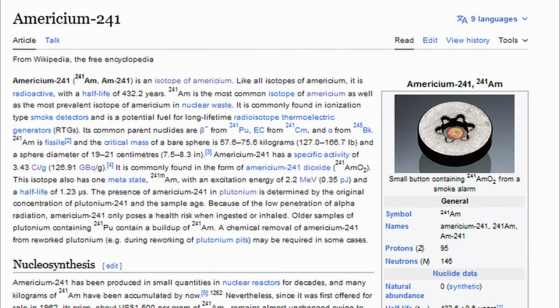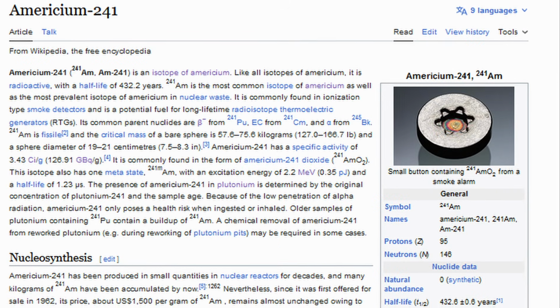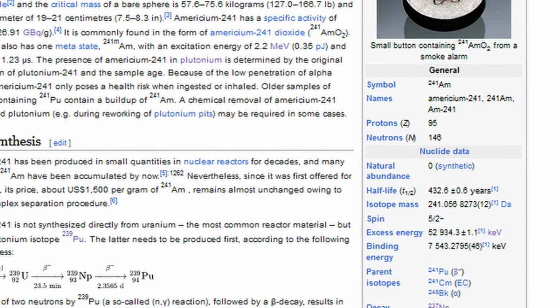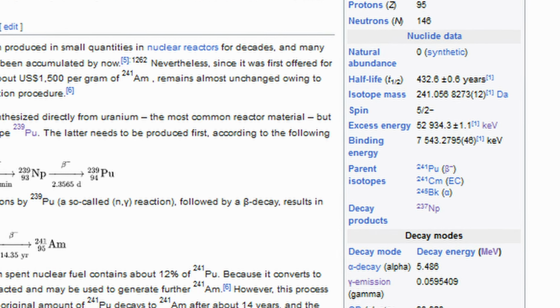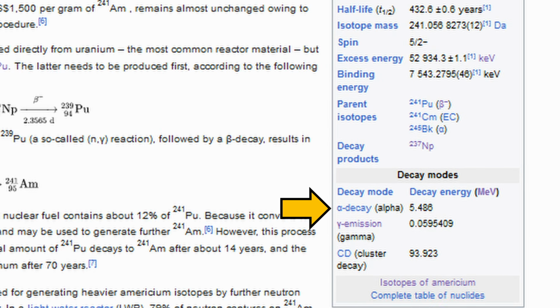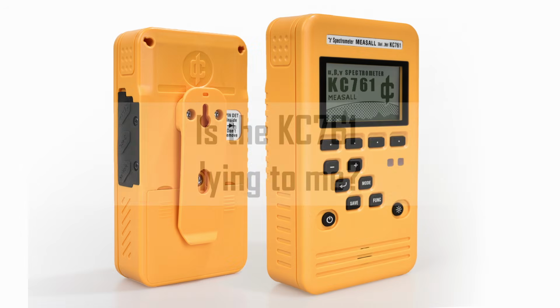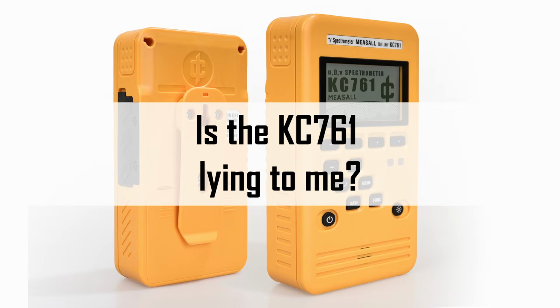The source of my confusion is the published alpha energies for americium-241. This is quoted as being 5.486 megaelectronvolts. So why is my measurement so low? Is this a problem with the calibration, or perhaps this is a fundamental problem with this instrument?